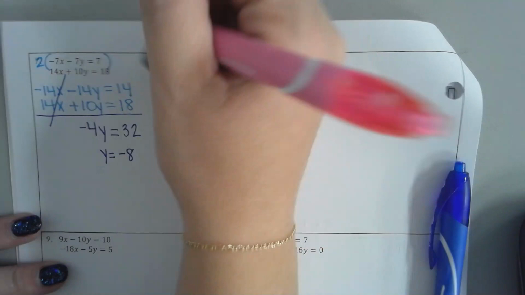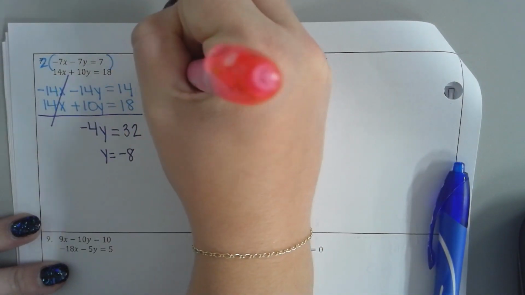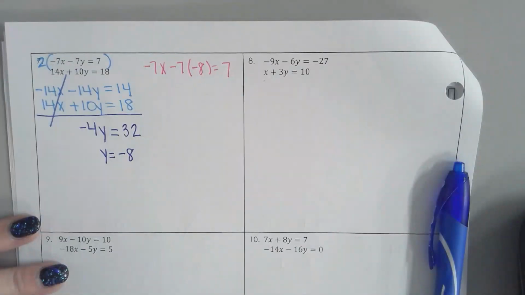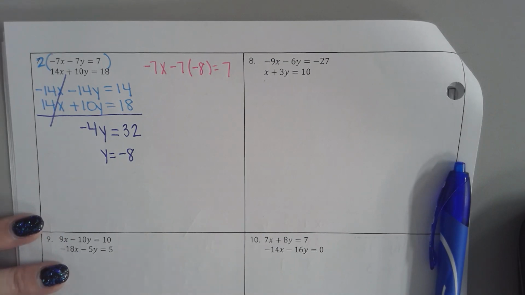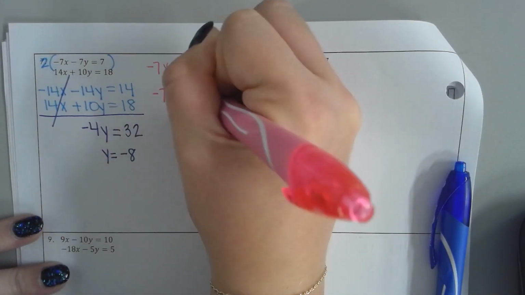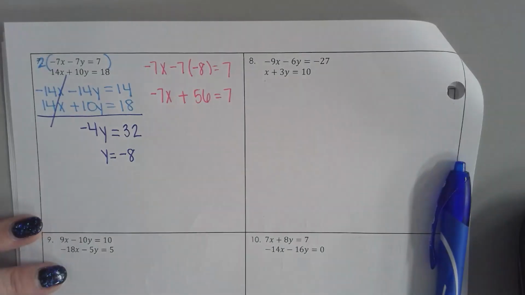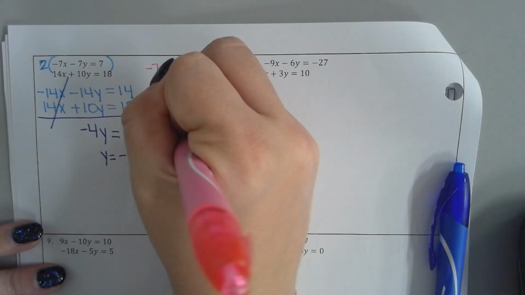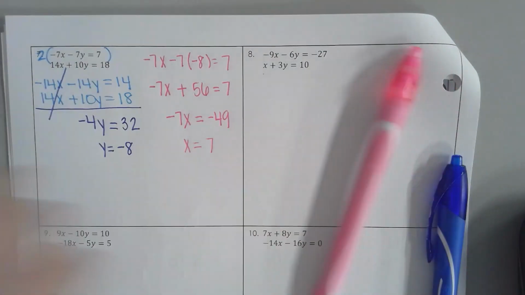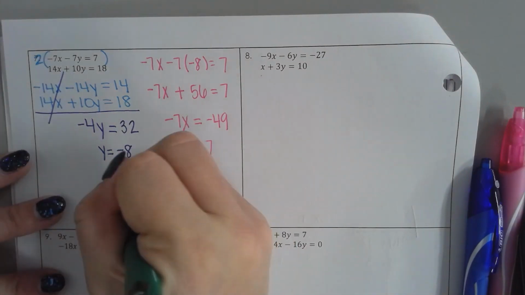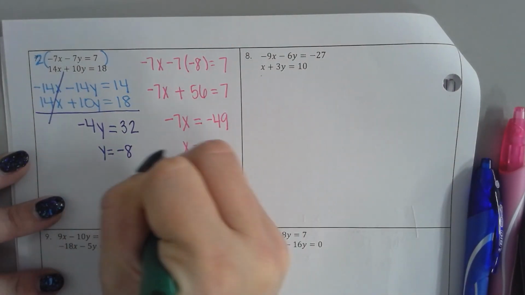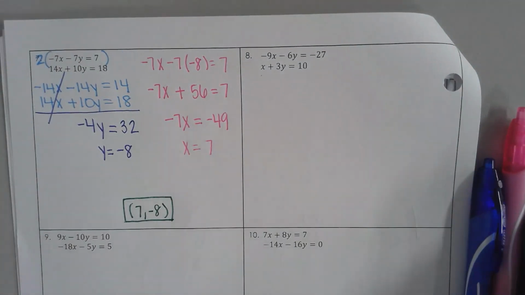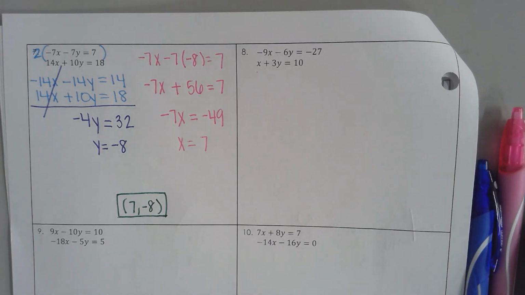So if I plug this back in, let's just go with the top one. I would have -7x plus 56 equals 7. What's 7 minus 56? And so dividing both sides by -7 gives me x equals 7. So my solution is the point 7, -8. All right, try number 8.